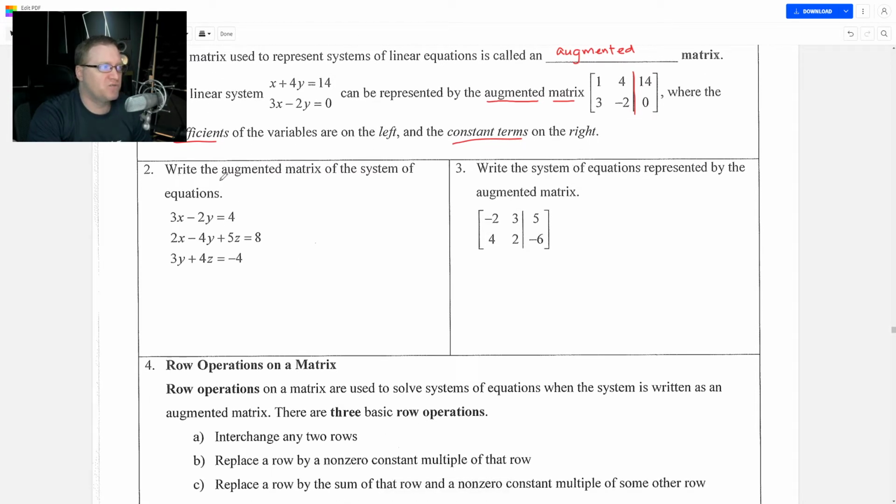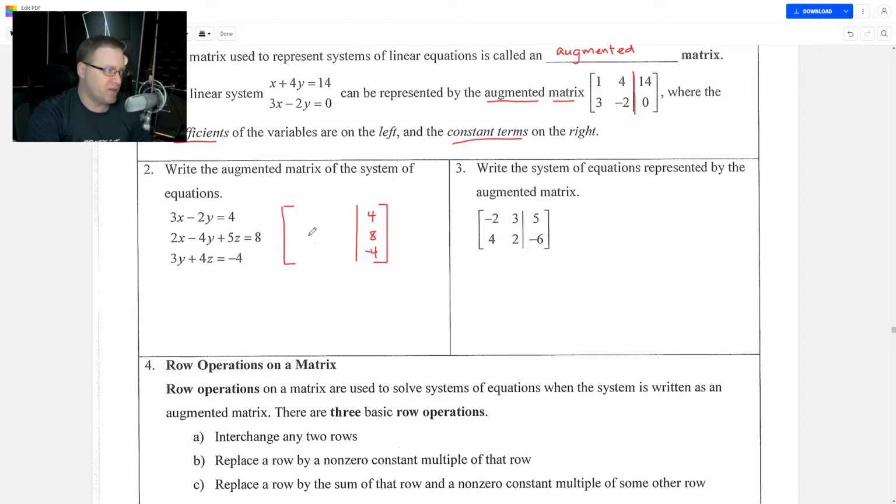Number 2 here is an example. It wants us to write the augmented matrix of a system of equations. How do we do that? It's pretty easy. We're going to make a matrix, and on this side of the line we're going to have our coefficients, and on the right side of the line we're going to have our constants. Our constants are 4, 8, -4.